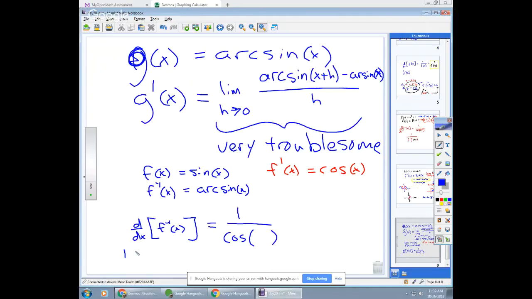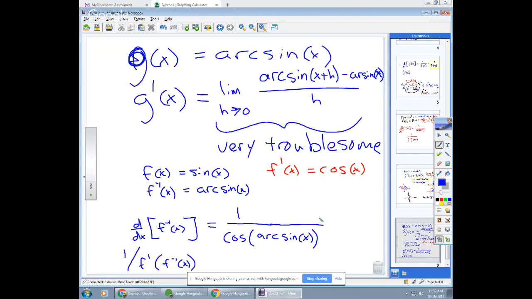So again, the derivative says take 1 over f prime of f inverse of x. Would it be arcsine or arccosine? f inverse is arcsine. Yeah, so inside the cosine, I have to stick the arcsine. And that's the derivative.